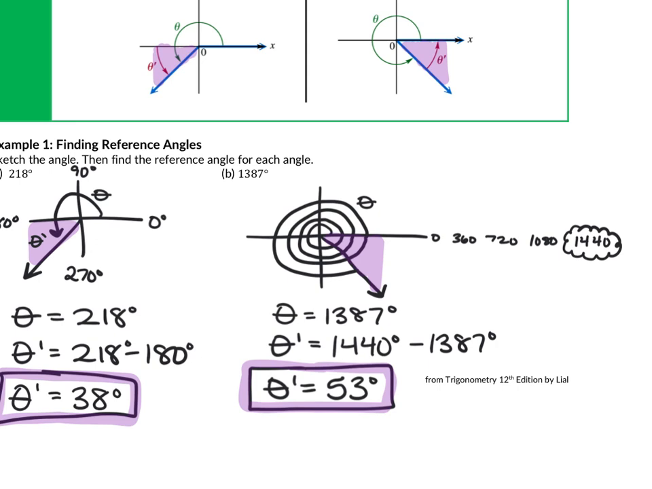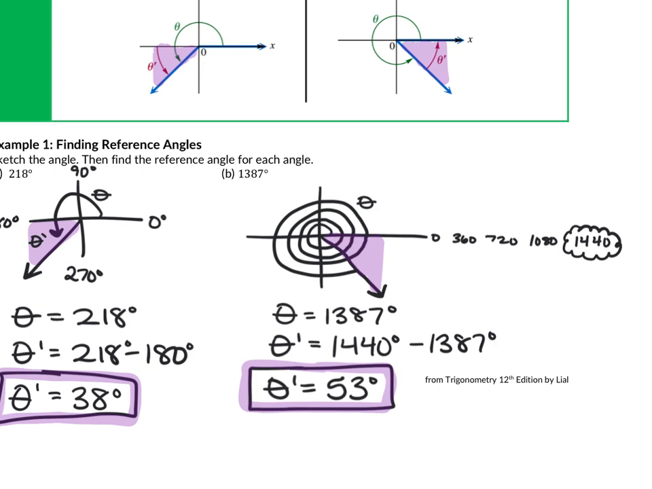You did that number because it's closest to 1,387. Yes. If you had stopped here, you'd have a number bigger than 360 as your reference angle, and you know you don't want that. You want an acute angle, a small angle. Any other questions?